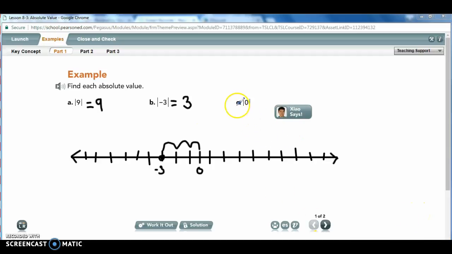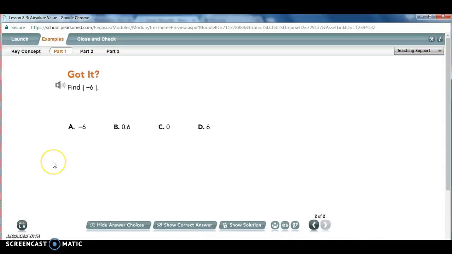If we look at C, which is the absolute value of 0, the distance from 0 that 0 is, is still 0. There's no such thing as -0, so this really just stays the same. Absolute value of 0 is 0. Here's the part 1 got it problem. And here's the correct answer.